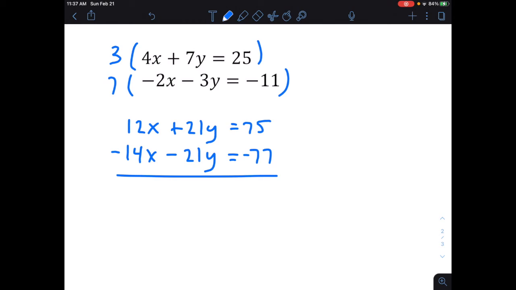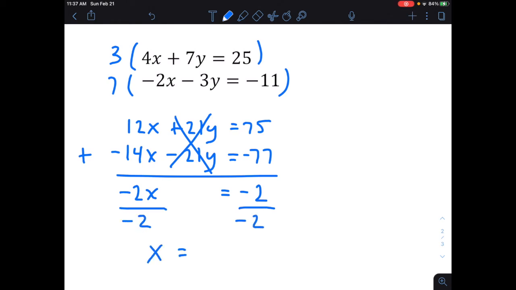All right, so this is a messy looking one because I'm adding a bunch of negative numbers, and that's no fun. When we're adding negatives, though, we can always say I'm subtracting, right? So 12 minus 14, negative 2x. Subtract 21 from 21, and it goes away. Subtract 77 from 75, and we get -2. And then all I have to do is divide by -2. So x equals 1.